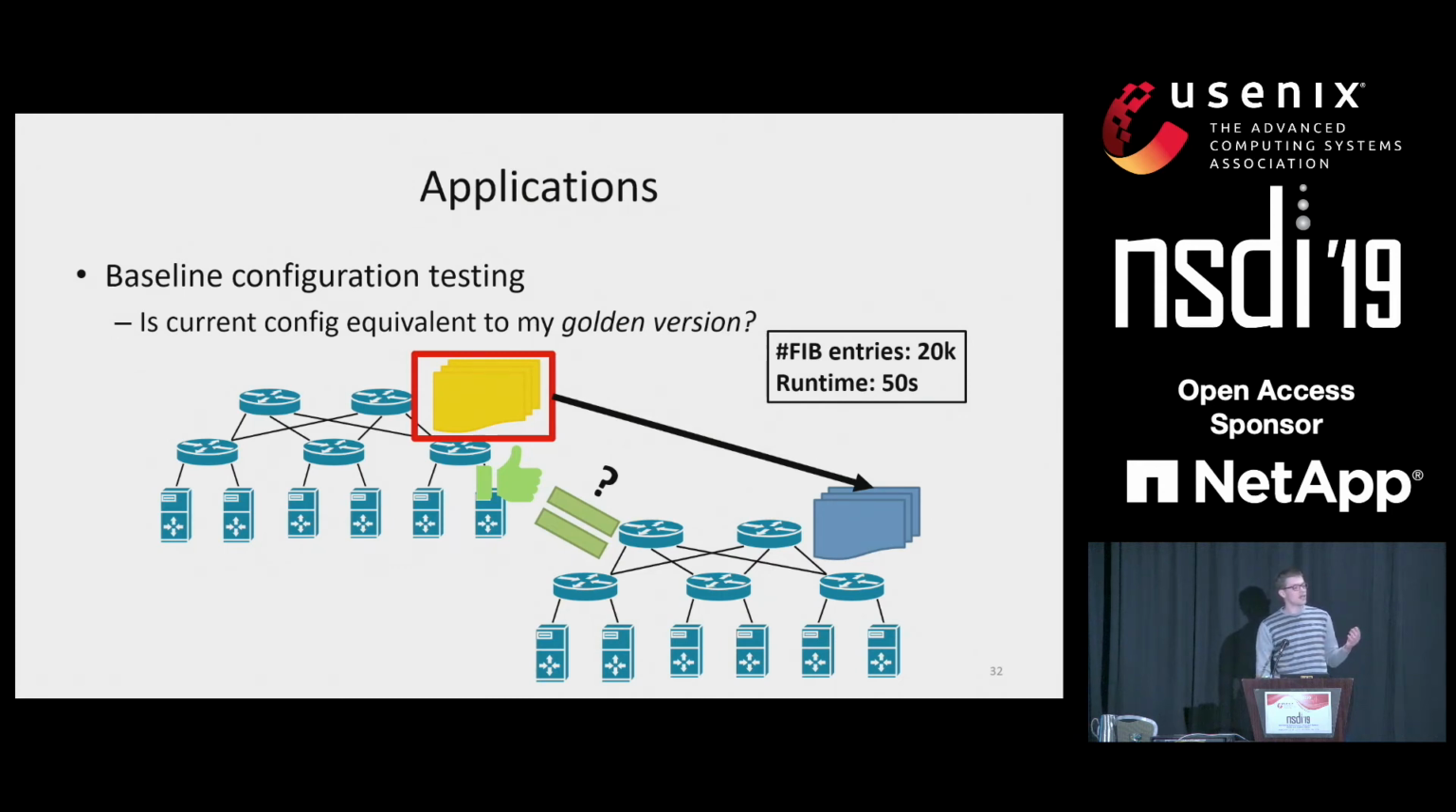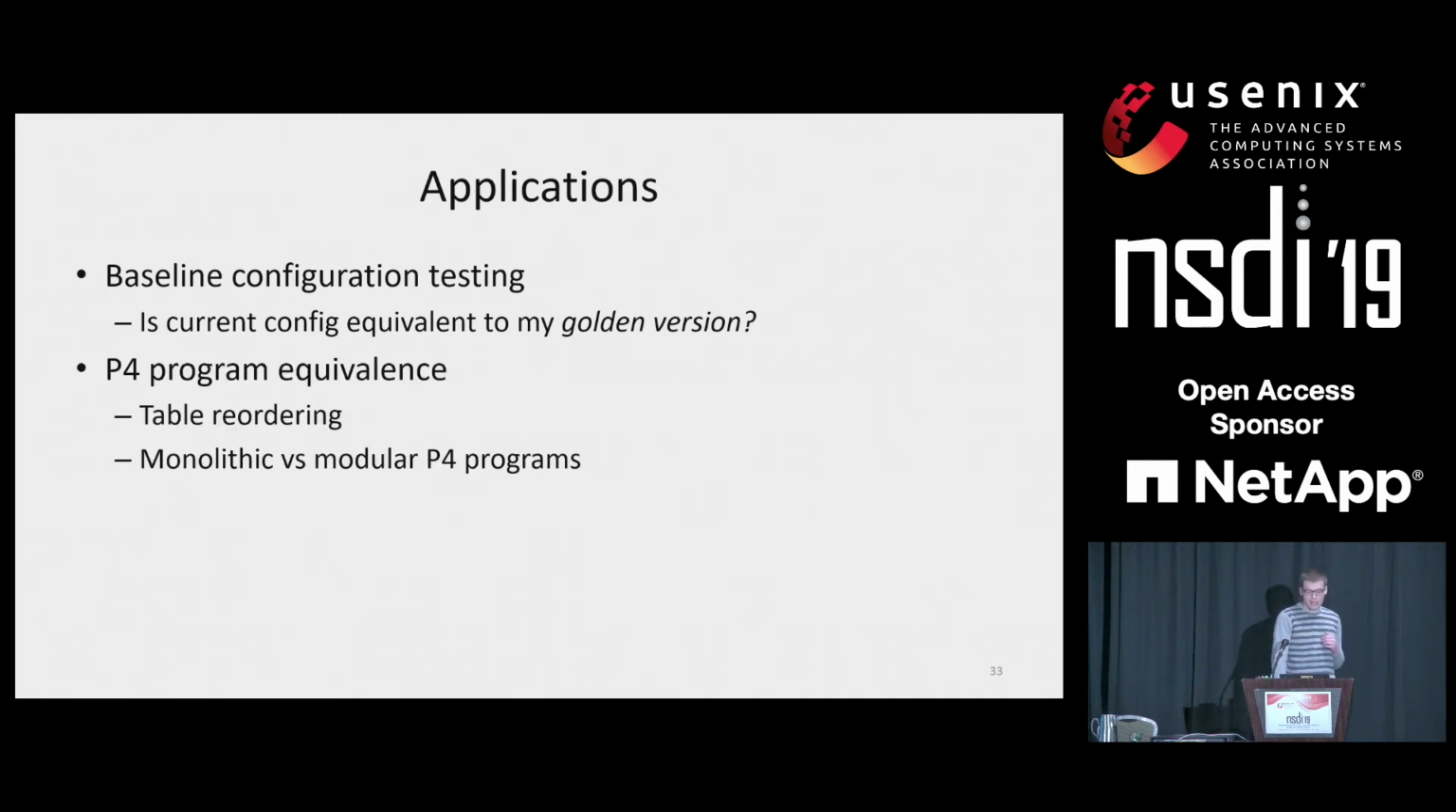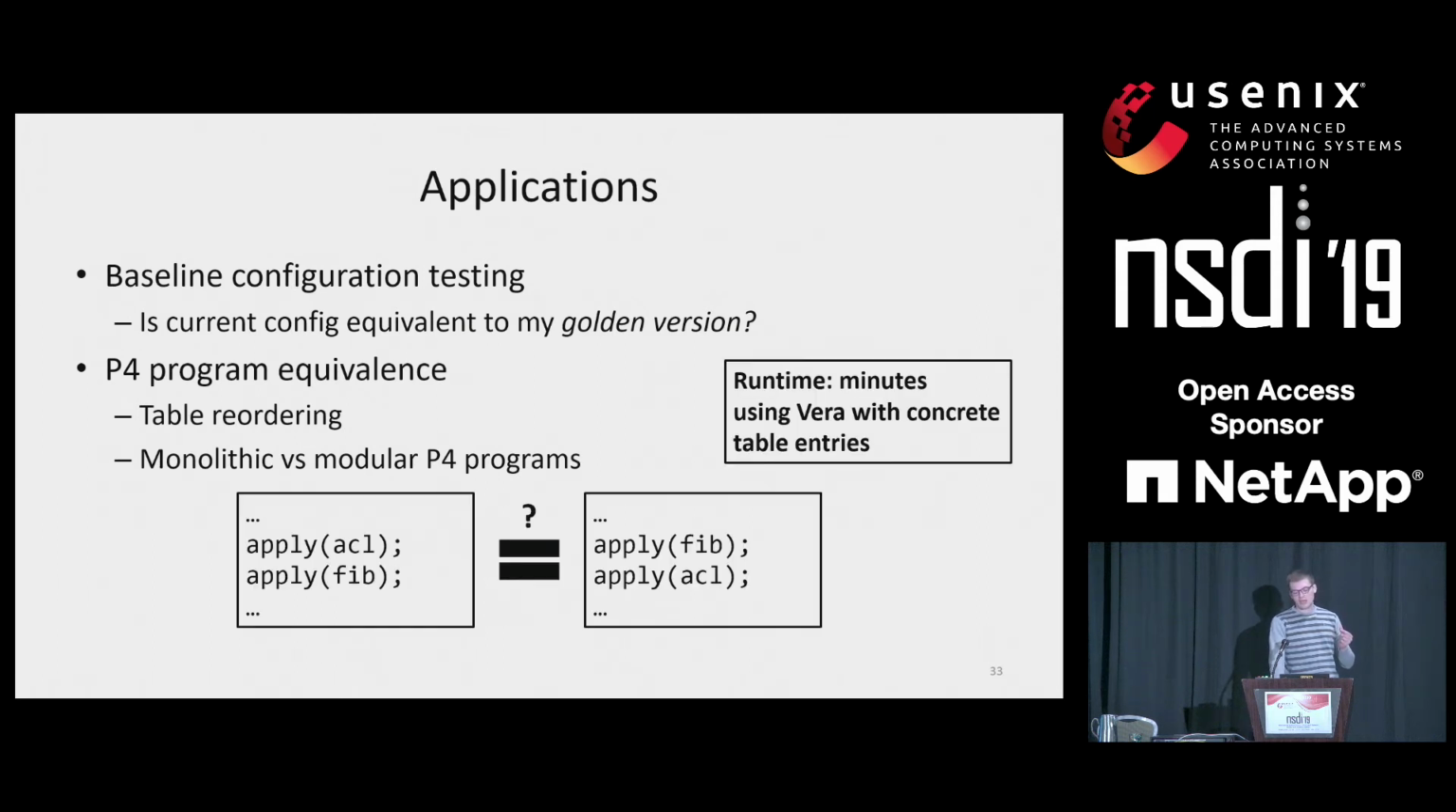We ran this check for the fibs of a router in our university, in our department network. And we found that the runtime is less than 1 minute for 20,000 fib entries in a router. We also look for P4 program equivalence, whereby we essentially modify an existing P4 program. For instance, we reorder tables. So in this case, the ACL table is applied before the fib, and then the other way around. And even though these programs may seem to be equivalent, you'd be surprised to find that they're actually not. So for more details, I'll direct you to the paper.